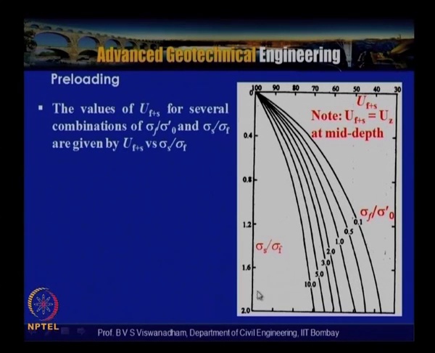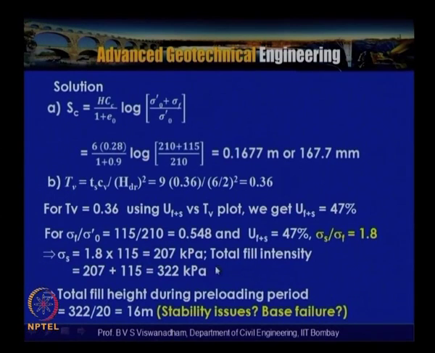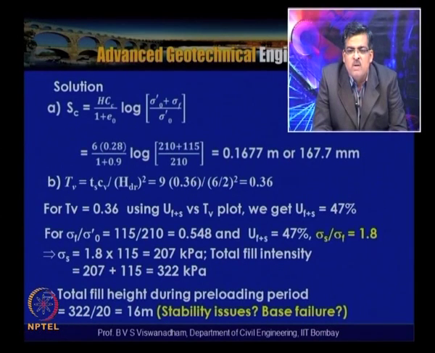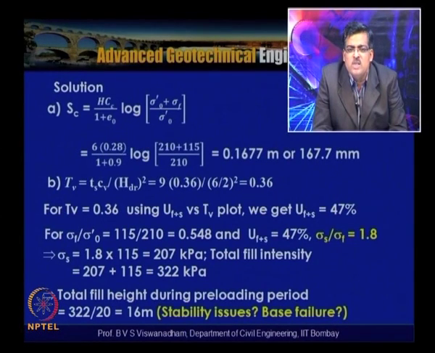You can see that sigma S by sigma F comes to around 1.8 or so. With this, sigma S comes to be 1.8 into 115, that is 207 kilopascals. So the total fill intensity comes to 207 plus 115, about 322 kilopascals. If you have an embankment constructed with a fill material of unit weight 20 kilonewton per meter cube, then the height which is required is about 16 meters.